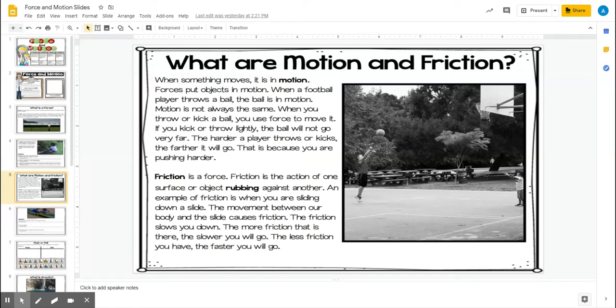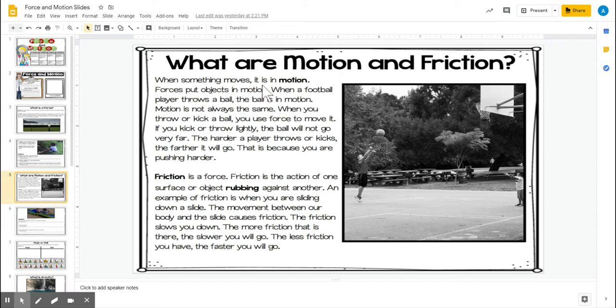All right, so moving on, talking about force and motion. Today we're talking about motion and friction, a part of it. You may have heard that word before, but may have not understood what it is. So we're going to be defining and talking about what motion and friction actually are. So it says, what are motion and friction?